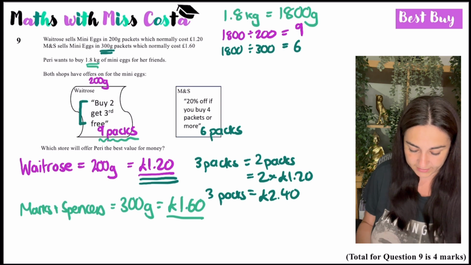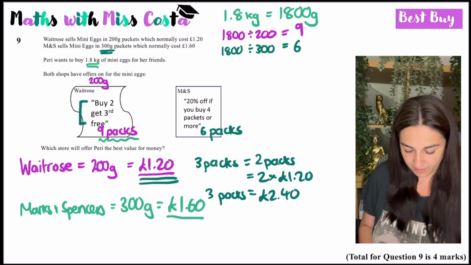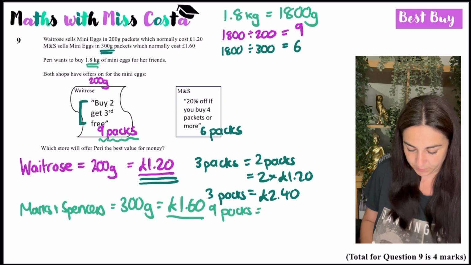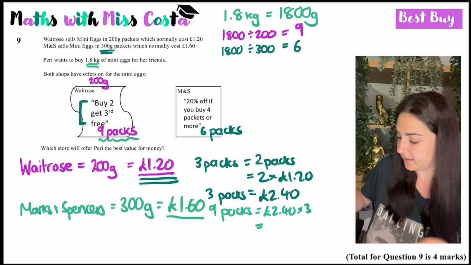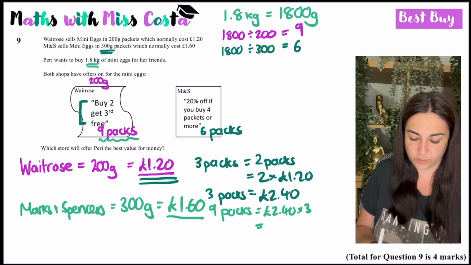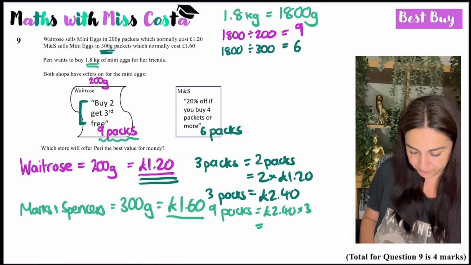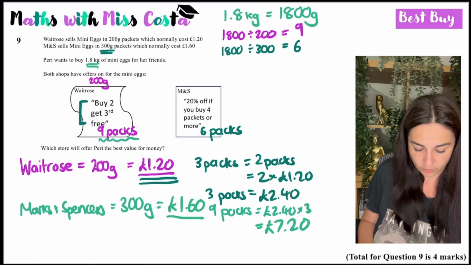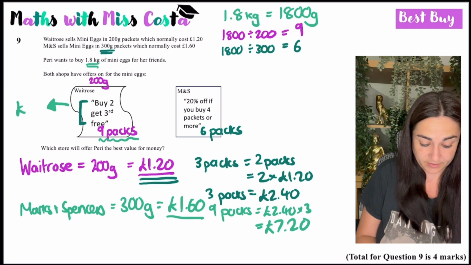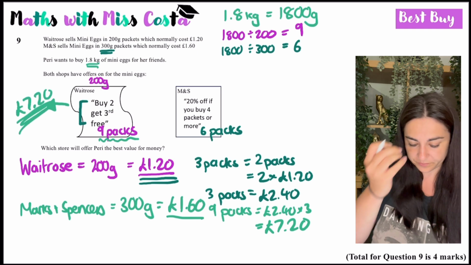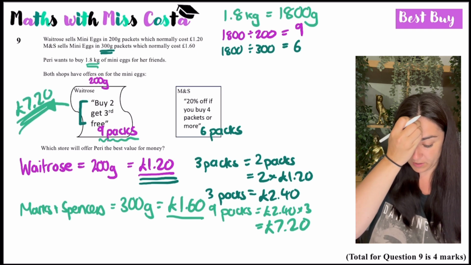That's 3 lots. So if 3 packs are £2.40, that means that 9 packs are going to cost her £2.40 times 3, which is 2.4 times 3, £7.20. So using the offer, if she buys 9 packs at Waitrose, that's going to cost her £7.20. Now we want to figure out what to do at Marks and Spencer's.